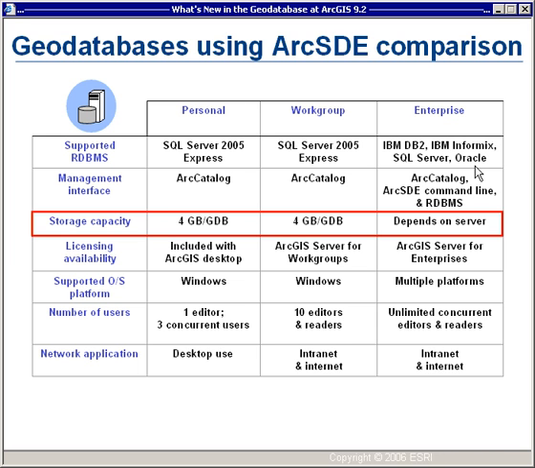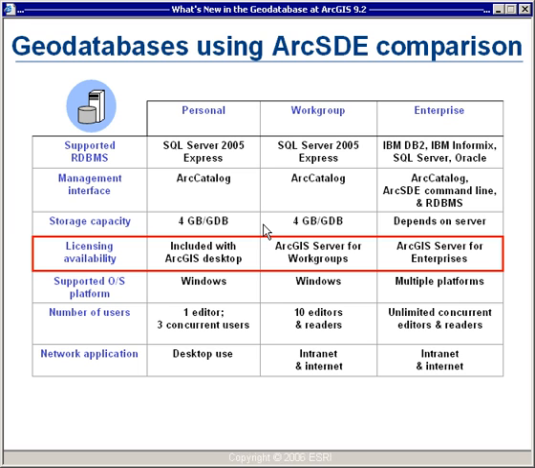Personal and workgroup geodatabases have a storage limit of 4 GB per geodatabase. This limit is dictated by SQL Server Express. Additionally, SQL Server Express will only take advantage of 1 CPU and 1 GB of RAM. In comparison, if you need to store larger amounts of data in your ArcSDE geodatabase, you can use the enterprise version, which is only limited by your hardware.